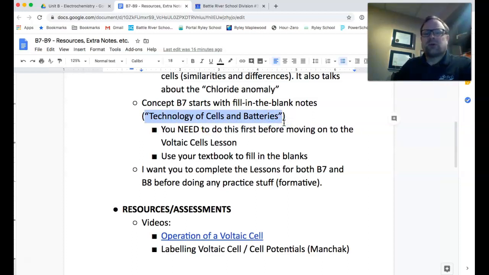Read through your notes, or read through your textbook, fill in the blanks in your notes, and I've highlighted the spots that I want you to have done. It might take you a half hour or something like that to get through it. Then move on to the voltaic cell lesson.